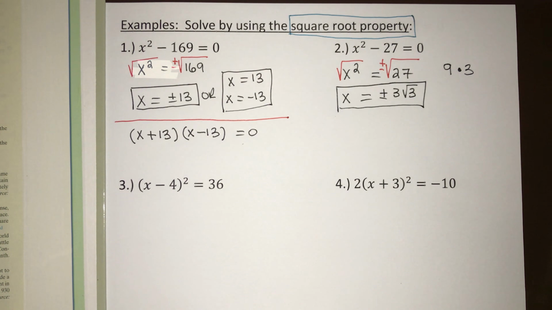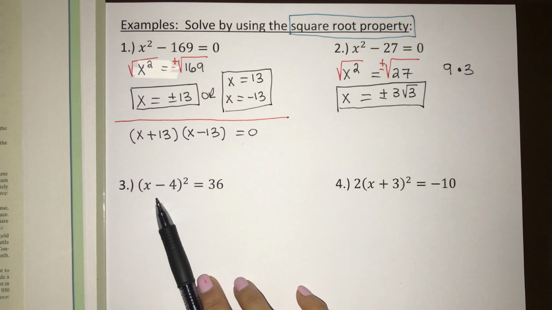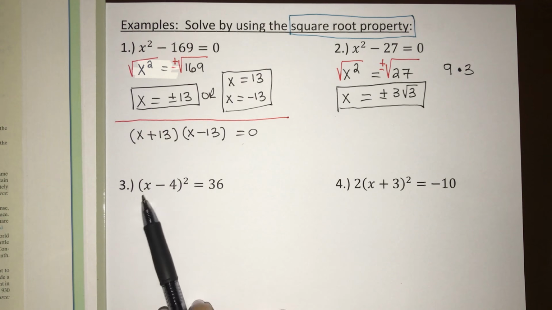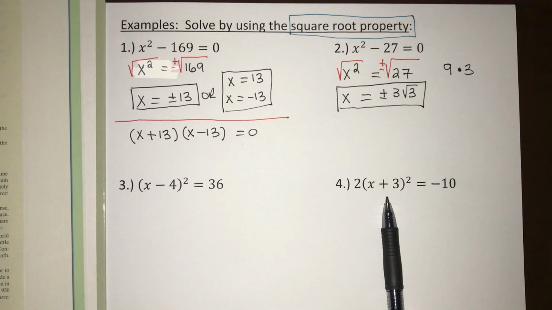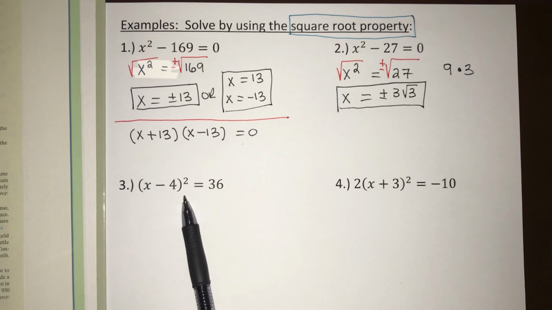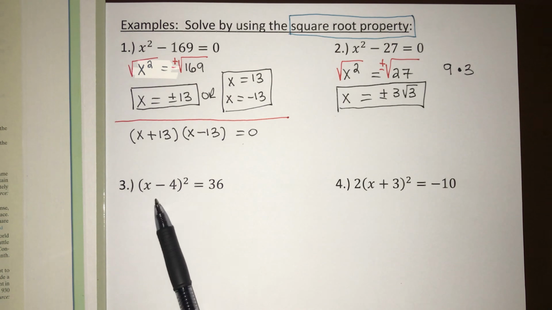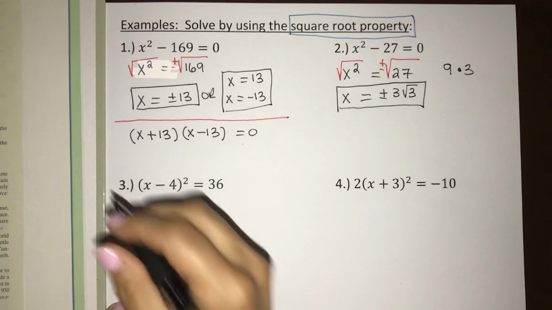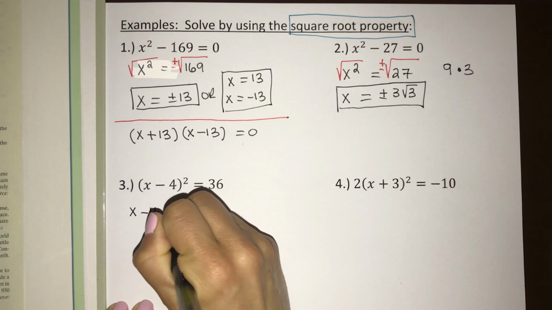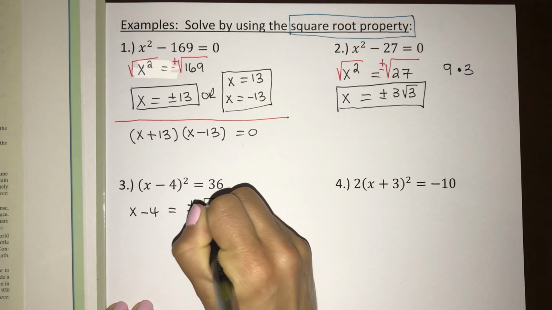Let's take a look at example 3. So example 3 and example 4 are a little bit different because they don't just have x squared. The part that is squared is a binomial. It's not just x. So I have a binomial squared, a binomial squared. That's okay as long as you have a binomial squared here by itself and it's isolated. I could automatically just take the square root of both sides. So if I were to square root both sides, I would get x minus 4 is equal to plus or minus square root of 36.